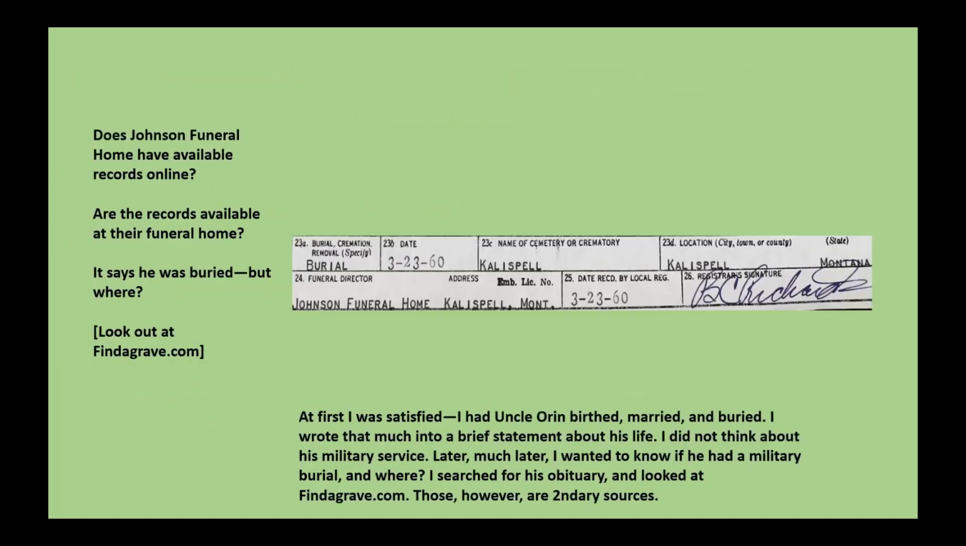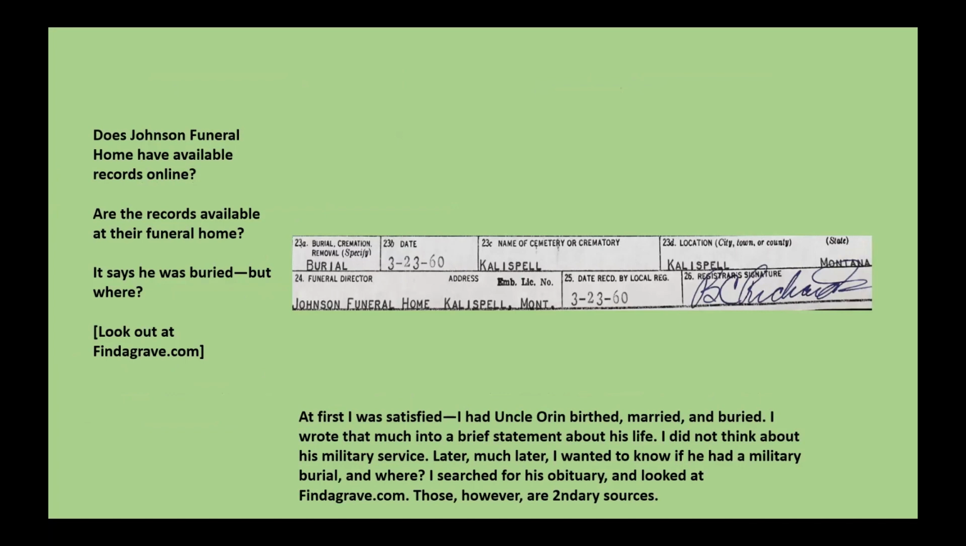So I was satisfied at the beginning because I'd found Uncle Orrin. I'd found him birthed. I'd found him married. I buried him. And I wrote a brief statement about his life. He was my dad's younger brother. I didn't think about his military service, but later on, I heard that he'd been in the military.